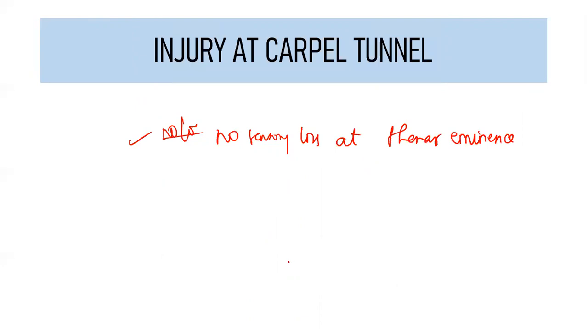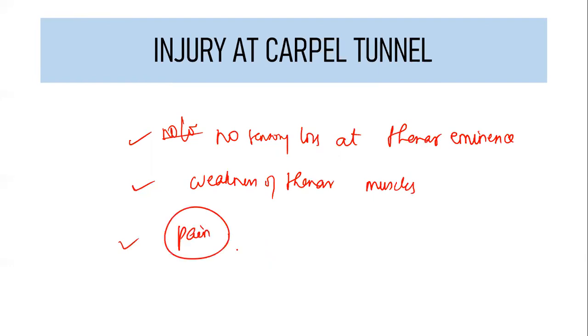Along with that, you will not have any complete paralysis of thenar muscles, but you can have weakness of thenar muscles. And very important point is there will be tingling sensation or pain. So we saw that at the level of wrist there was complete sensory loss, right? But here, the patient will present with severe pain, especially at night time. You will suffer lots of pain.